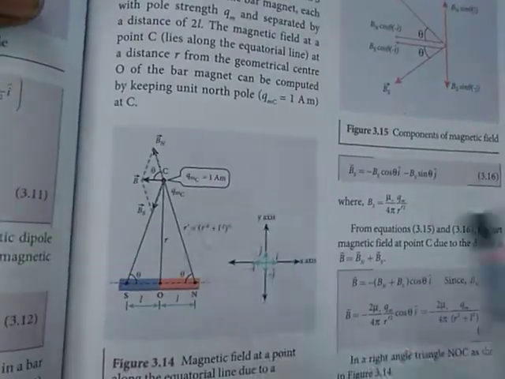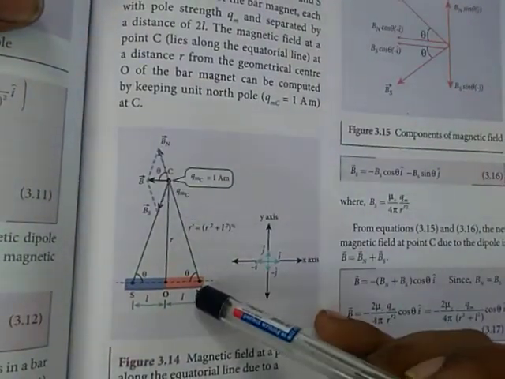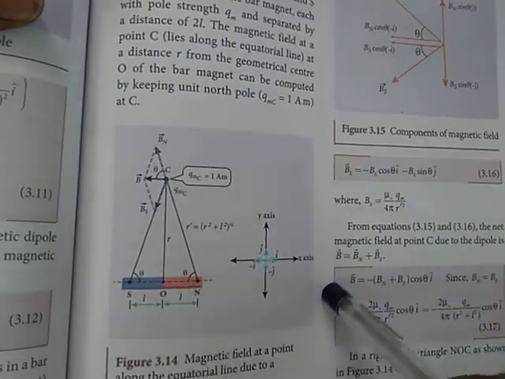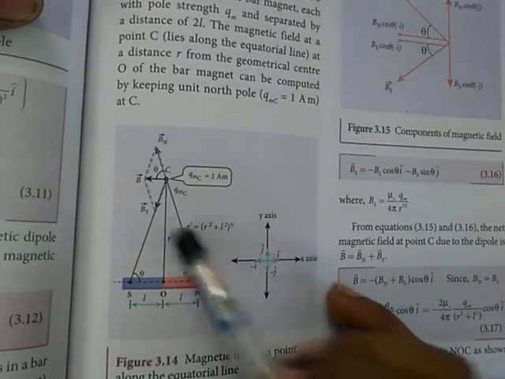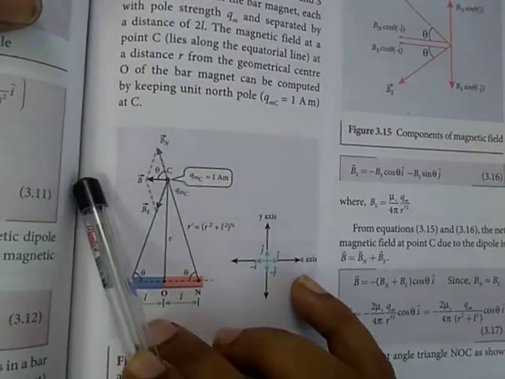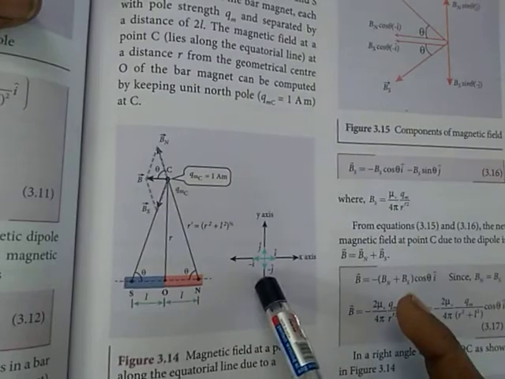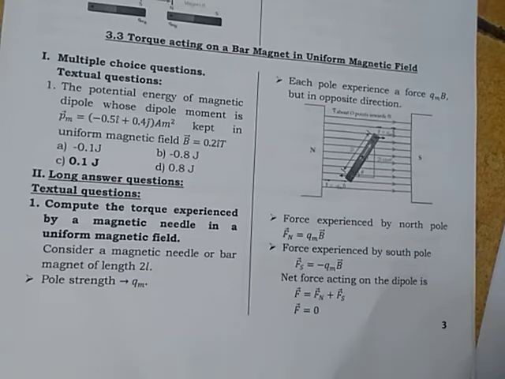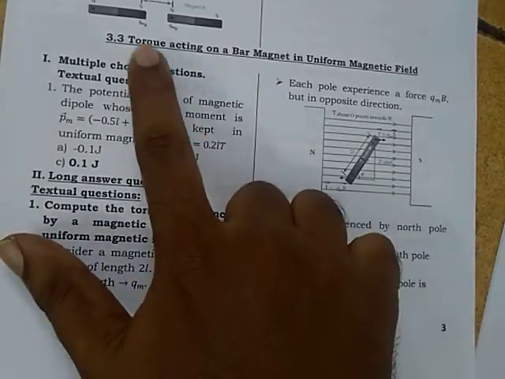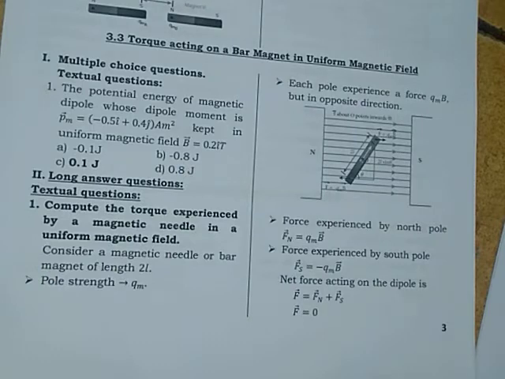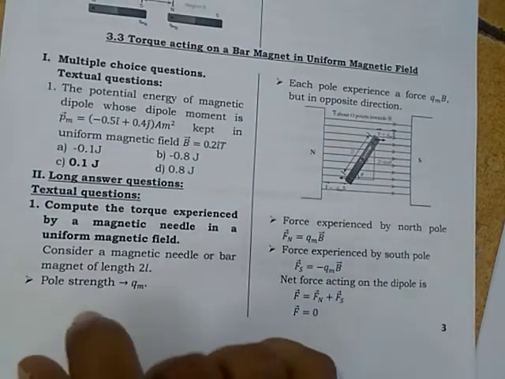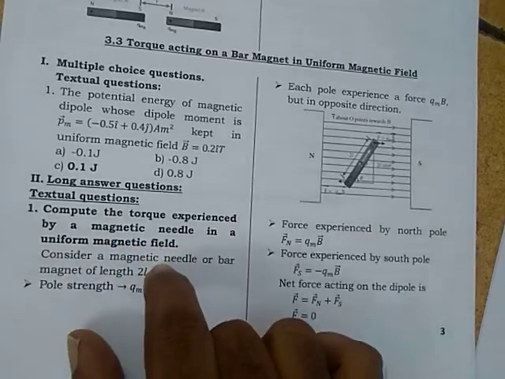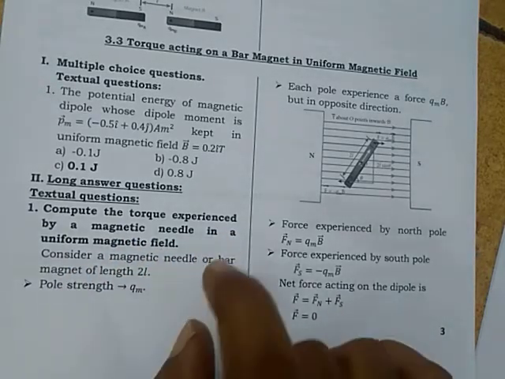See, the magnetic field due to a bar magnet in its axial line is in the same direction as the magnetic dipole moment, but for the equatorial line the magnetic field is in the direction opposite to the direction of the magnetic dipole moment. Then our next subtopic is torque acting on a bar magnet in a uniform magnetic field. The question is: compute the torque experienced by the magnetic needle in a uniform magnetic field. This is a question we already discussed in the first unit.